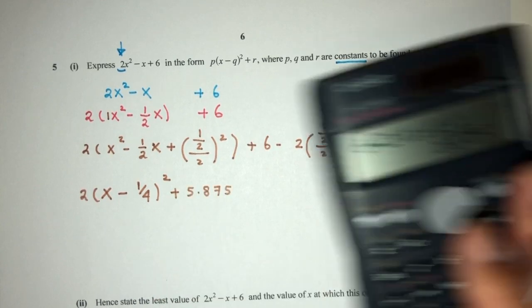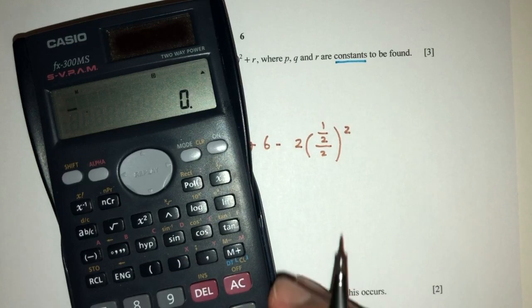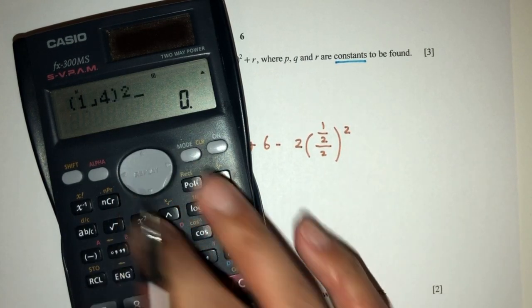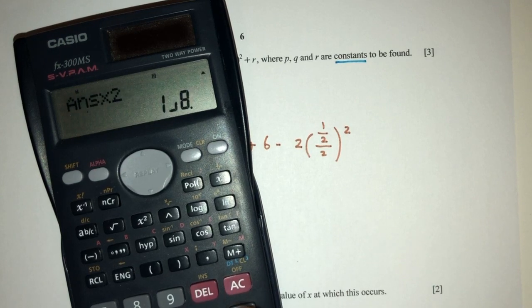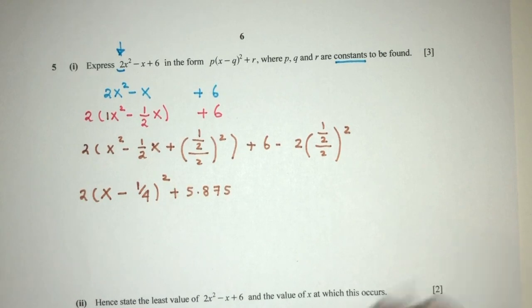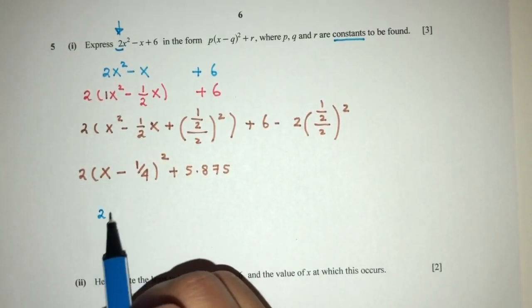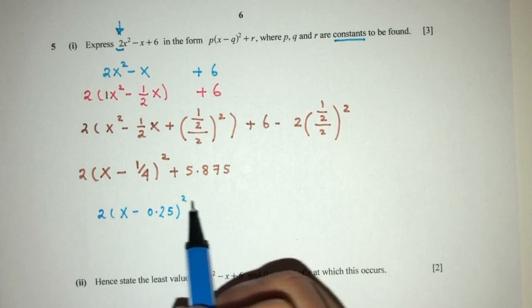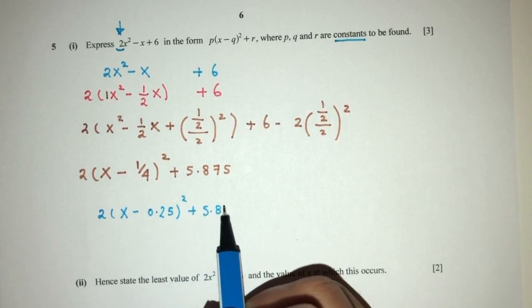5.875. So let's double check one more time, because you would not like to make any silly mistakes. 1 over 4 for the value inside, squared, times 2, and 6 minus the answer will be this. Okay, good enough. So finally, we can rewrite this down as 2 times (x minus 0.25) squared plus 5.875.